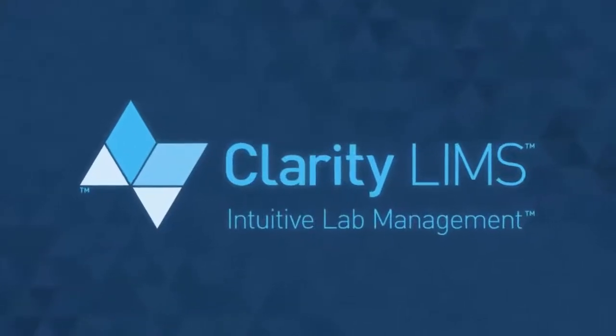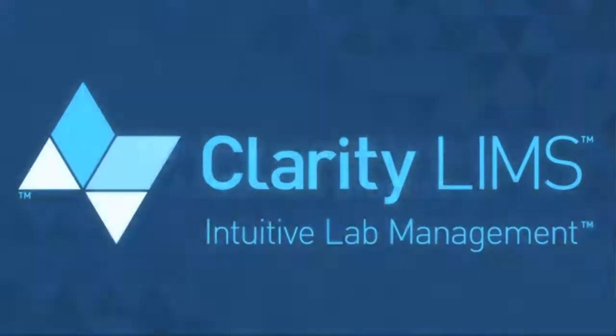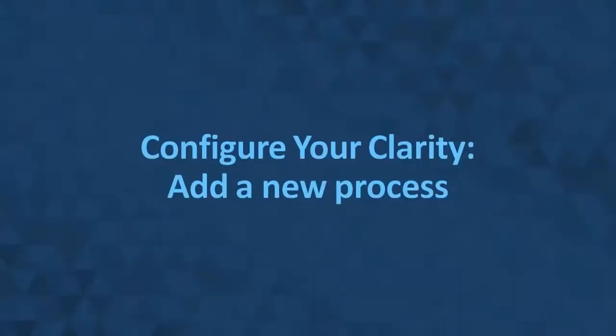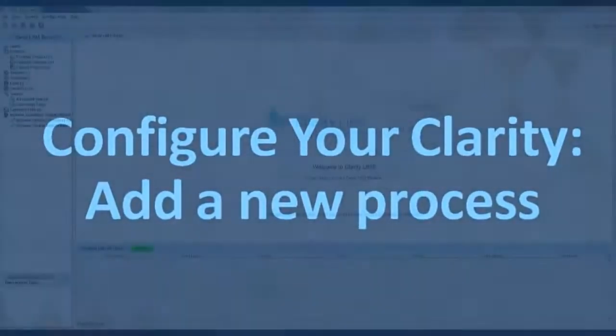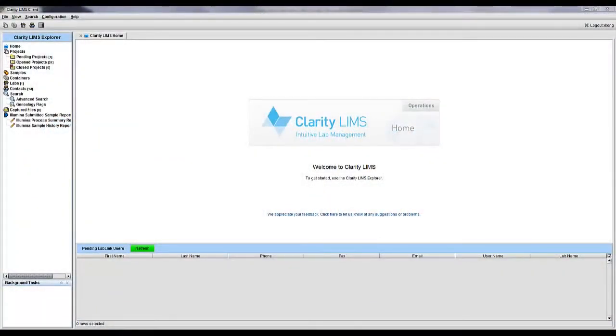In this video, we will look at how to add a new process in Clarity LIMS. Processes can be used as steps in different protocols in Clarity LIMS. When you realize that the step you would like to add to a new protocol cannot be made from an existing process, you will need to go to the Operations interface of Clarity LIMS to create a new process.